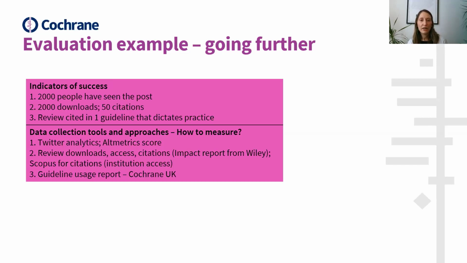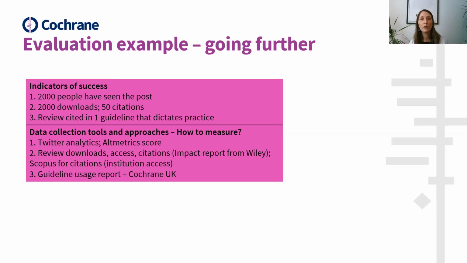In terms of data collection tools, for the downloads and the citations it's very straightforward. You can use the number of times the review was downloaded, accessed or cited, and all this is available in the impact report from Wiley. If you are responsible for a group, you receive these reports; the reports for last year, 2020, were sent just at the end of last week, and you have this information for each review per year. There's also the guideline usage report from Cochrane UK, which keeps track of whether each review is cited in a guideline, and that's available also on the landing page in the Cochrane Library, really close to where the Altmetric score is.